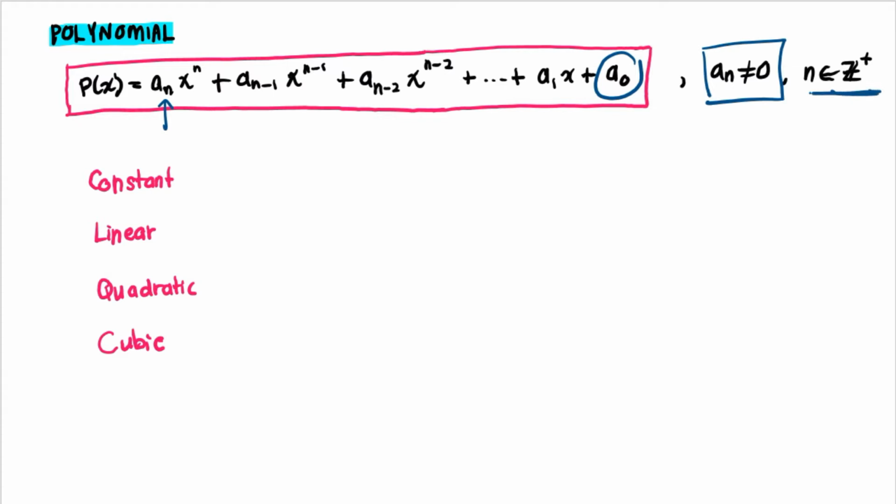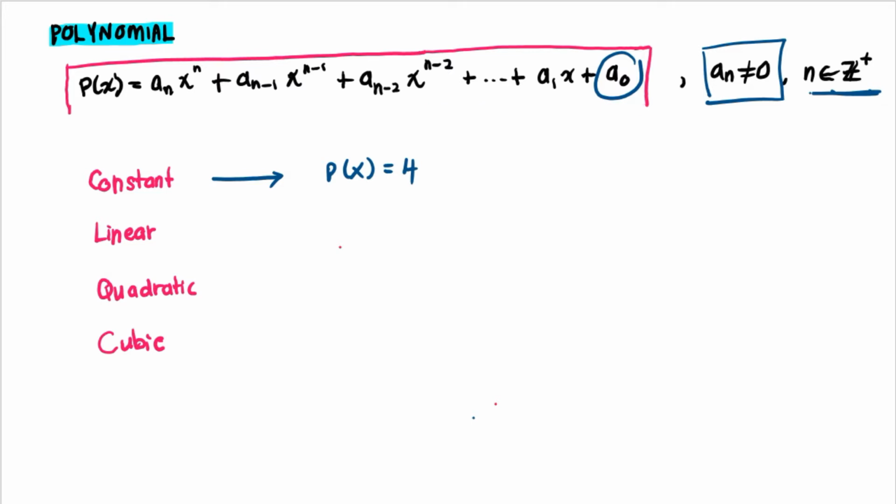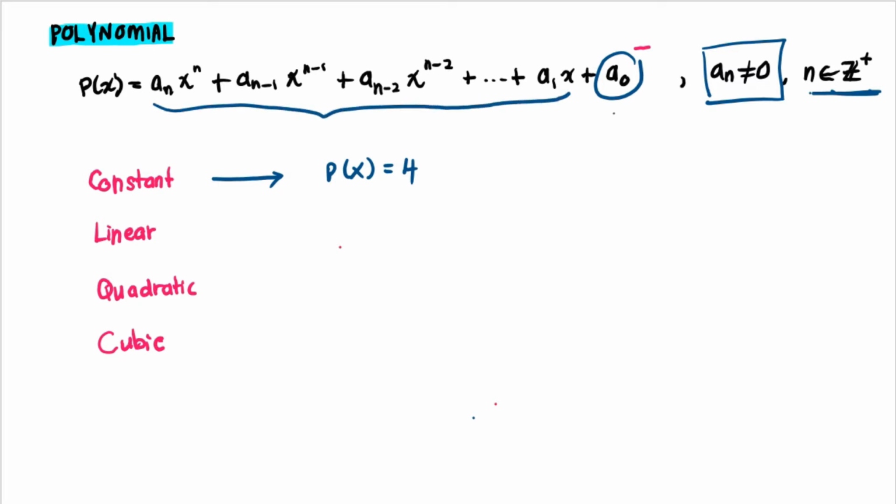Alright, so maybe you are wondering what type of function this is. This is a polynomial function. Suppose we consider the constant function. A constant function would look like, for example, p(x) is equal to 4, because we just have this part. The rest of this equation is actually 0, and we are left with this one only. So we have p(x) equal to 4, which is a constant.